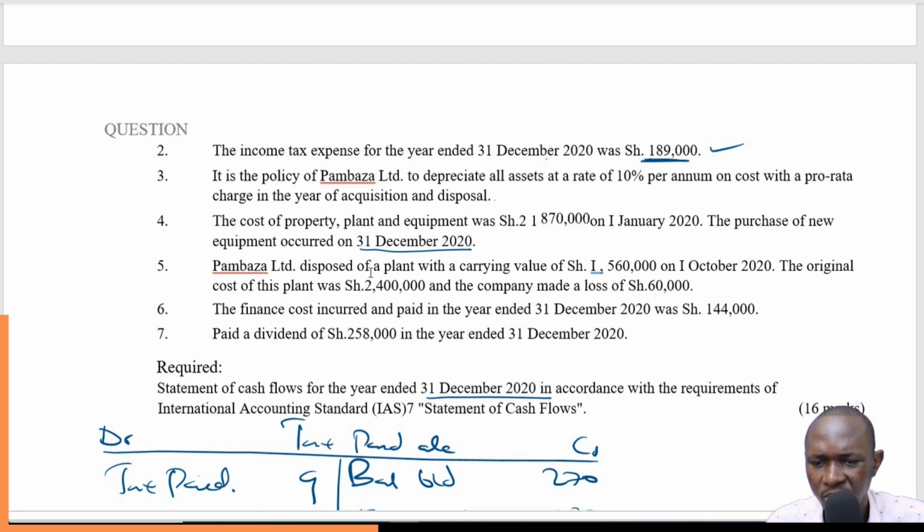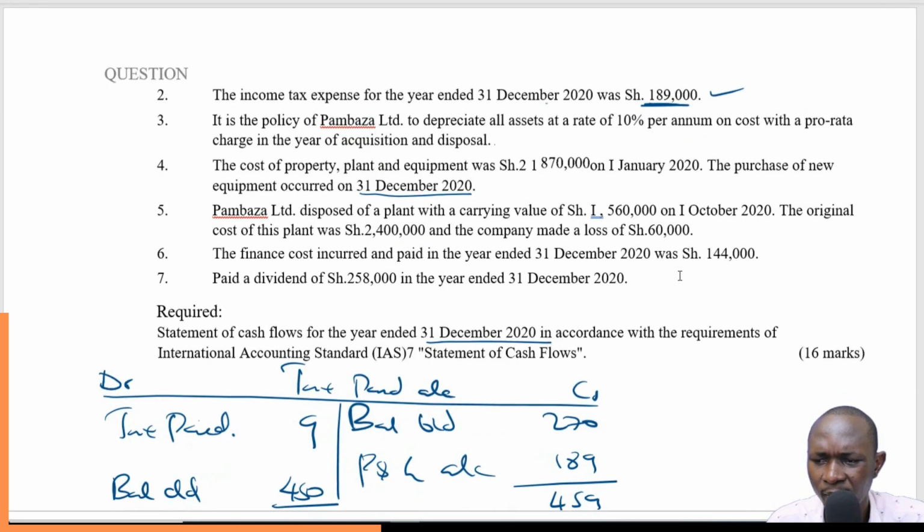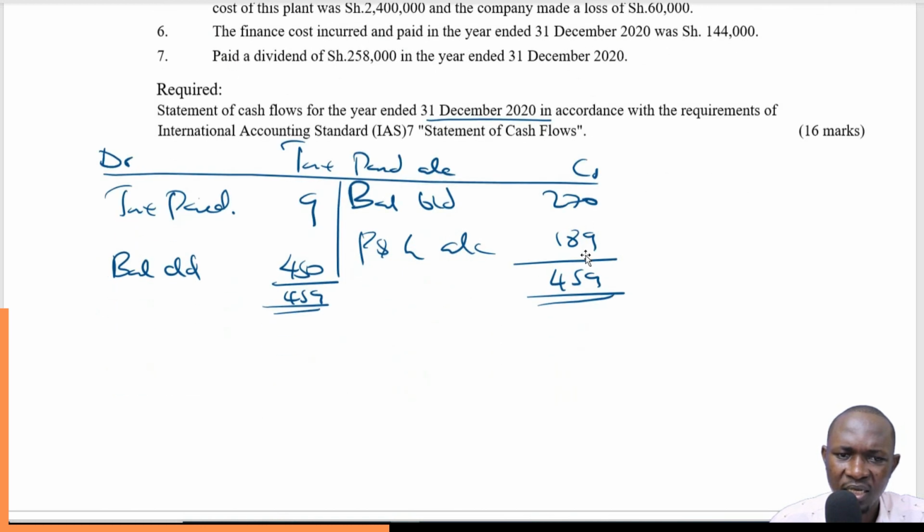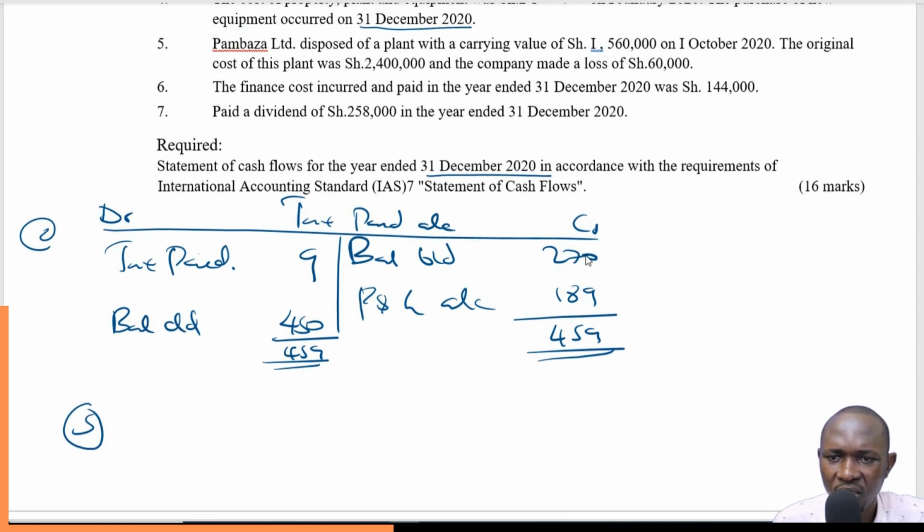Pambaza Limited disposed of a plant with a carrying value of 1560 on 1st October 2020. The original cost of this plant was 24, and the company made a loss of 60. So what you can get from this additional point number 5 is very simple. We disposed a plant with a carrying value of 1560 and its original value was 24.